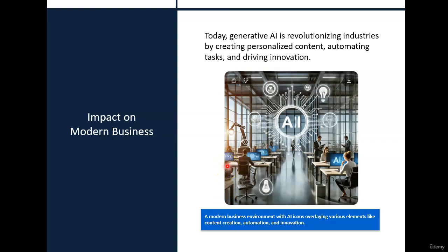Impact on modern business. Today, generative AI is revolutionizing industries by creating personalized content, automating complex tasks, and driving innovation in marketing. For example, AI can generate personalized advertisements tailored to individual preferences. In design, AI tools can create logos, product designs, and even entire websites. The impact of AI on business is profound, enabling companies to operate more efficiently, innovate faster, and offer more personalized experiences to customers. The mentioned diagram is also mentioned here.